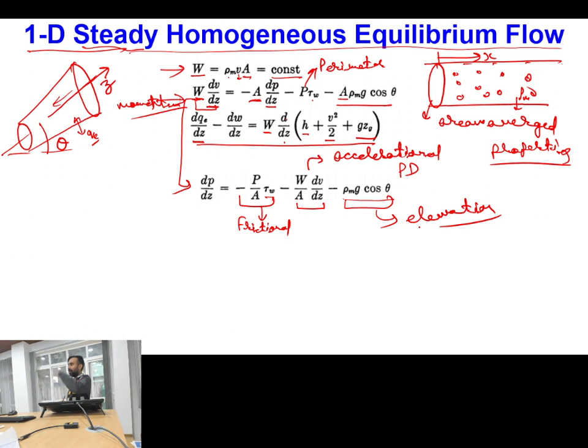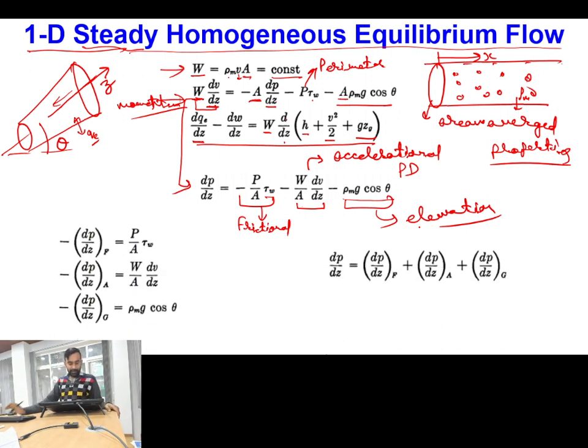Okay, so once you have a change in elevation, you will have this pressure drop. Typically, because our major interest as engineers is the perspective of pressure drop, we call the first term on the left hand side the frictional pressure drop, the second term the acceleration pressure drop, and the third term the gravitational pressure drop.